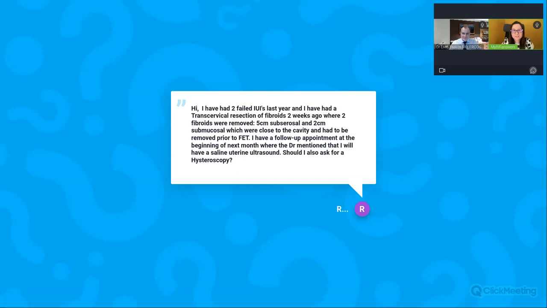I have 2 failed IUIs last year, and I have had a transcervical resection of fibroids 2 weeks ago, where 2 fibroids were removed, 5 centimeters subserosal and 2 centimeters submucosal, which were close to the cavity and had to be removed prior to frozen embryo transfer. I have a follow-up appointment at the beginning of next month, where the doctor mentioned that I will have a saline uterine ultrasound. Should I also ask for hysteroscopy?